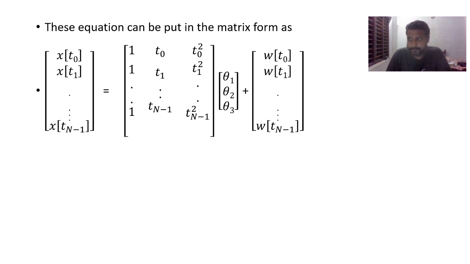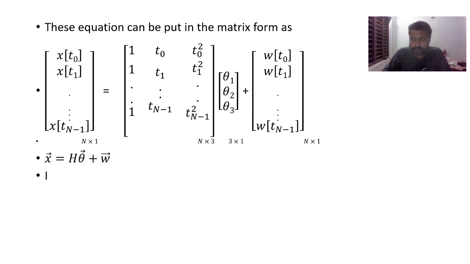That is, x is nothing but h theta plus w, with dimensions n cross 1, n cross 3, 3 cross 1, and n cross 1. So this can be represented in the form x equal to h theta plus w.